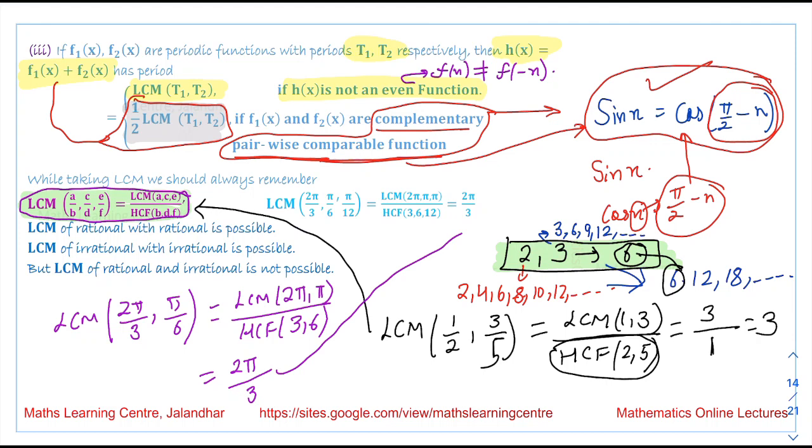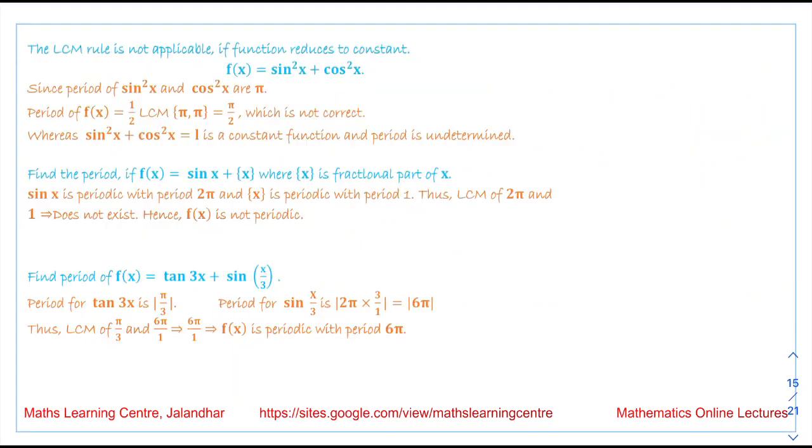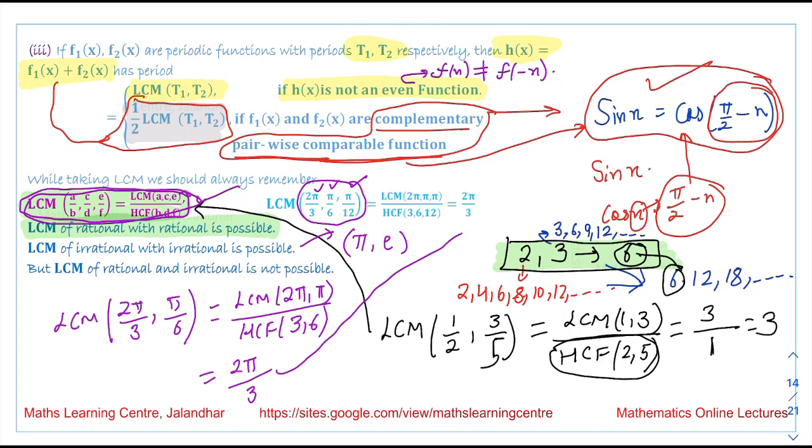Next we have mentioned over here that LCM of a rational number with a rational number is possible. And the formula we have already seen: if we have two rational numbers, then by using this formula we can find the LCM. If we have two irrational numbers, it is possible to find the LCM, but they should be like numbers. Like numbers means, if we are talking about the numbers 2 pi by 3, pi by 6, and pi by 12, there is pi in all these numbers, so it is possible to find the LCM. But if we are talking about, say, the numbers pi and e, it is not possible to find the LCM of these two numbers.